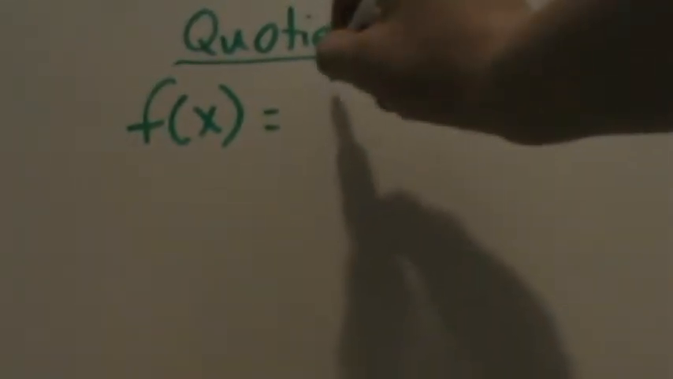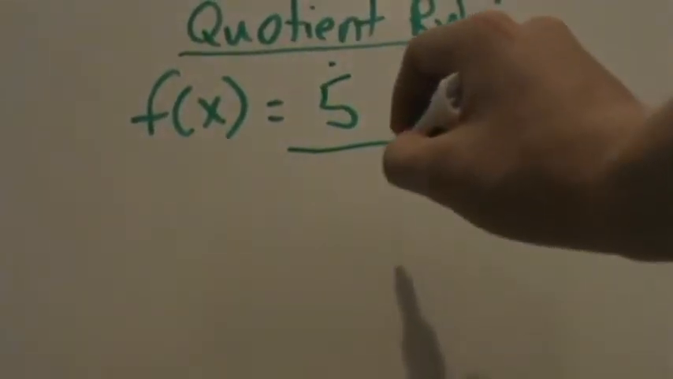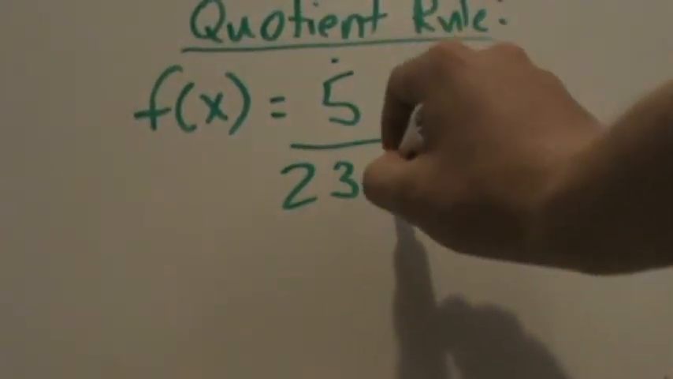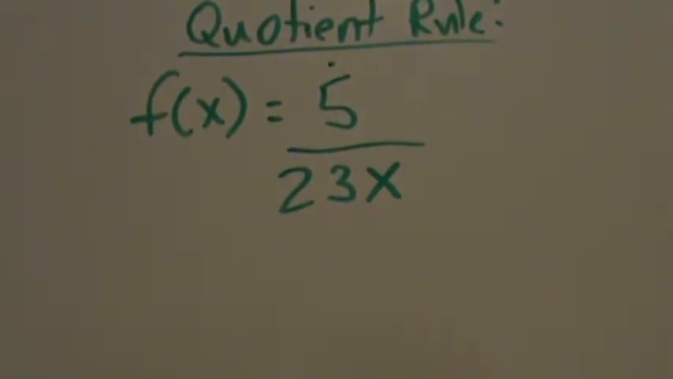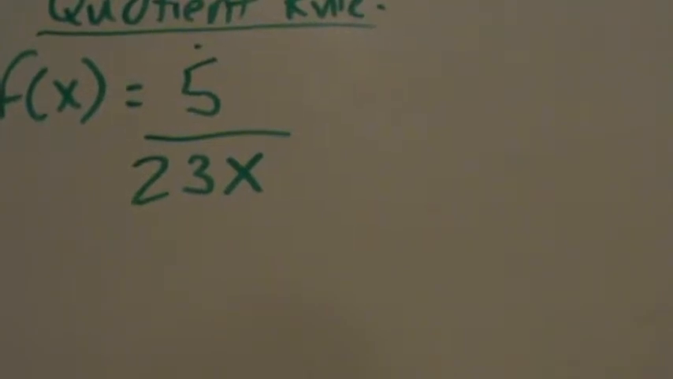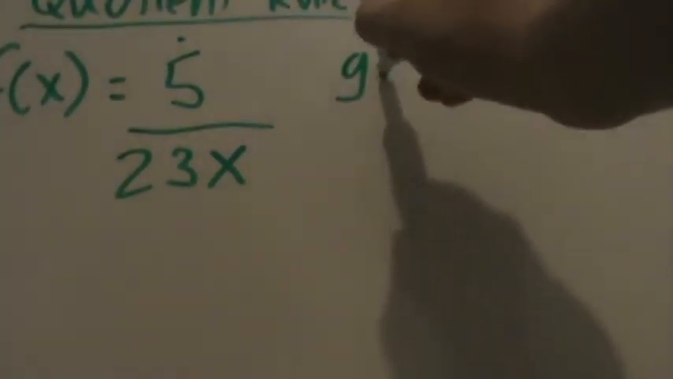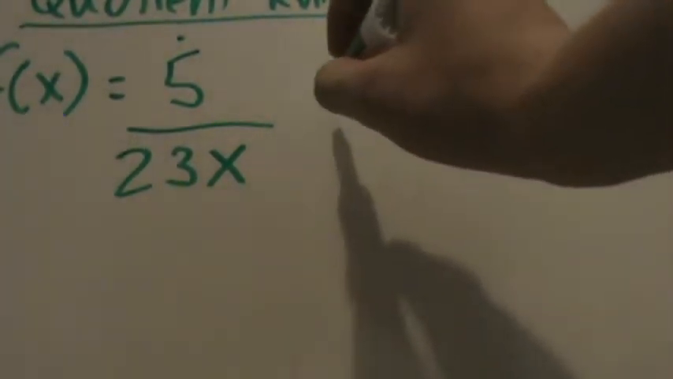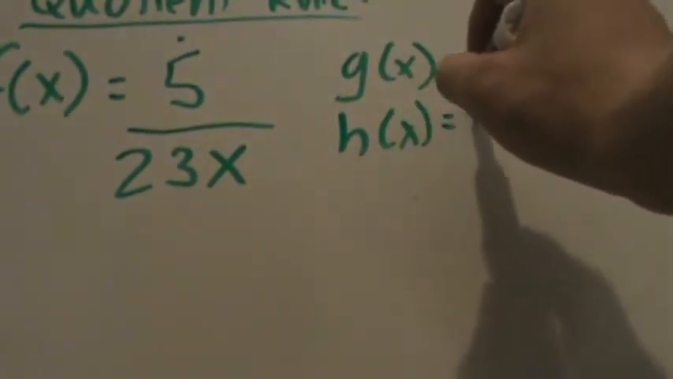So okay, let's say I have f of x, and I say that this is equal to 5 over, let's say, 23x. That seems good enough for me. So let's have some symbolism here. Let's say that our g of x, our first function, will be equal to 5, and our h of x will be equal to 23x.